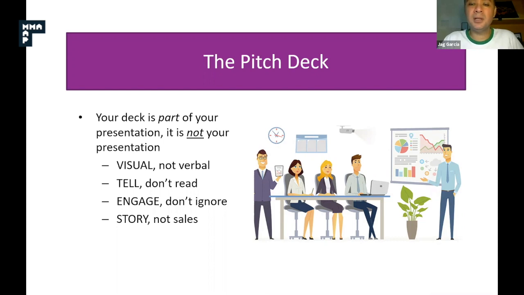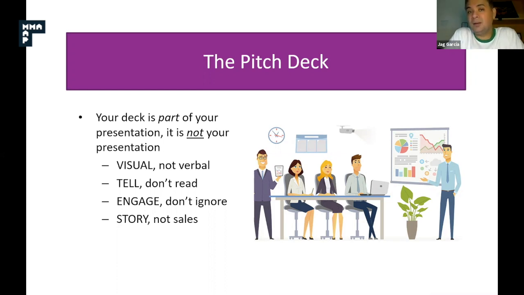Please understand, boys and girls, that your deck is not your presentation. It's not it. It's only a part of it. So which means that your deck has to be visual and not verbal. It has to tell so that you do not read, and it engages and does not get ignored. And it's a story and it's not a sale. Okay?